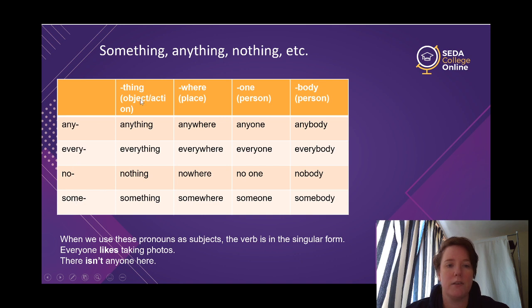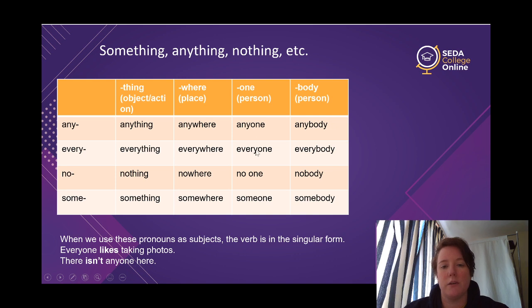Okay, so let's start off with thing, object, or action. I'm going to start off with anything, everything, nothing, something. So these are to do with things, objects or actions. Now we're going to where. When do I use where with each one of these? I use where for place. So anywhere, everywhere, somewhere, nowhere, somewhere. Then we're going to one, which is for person.